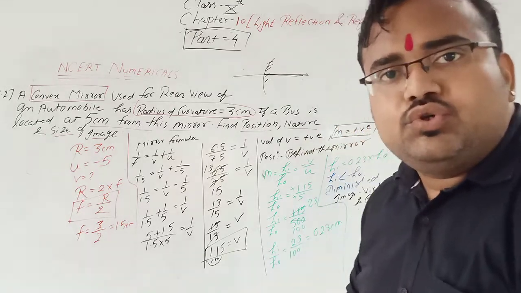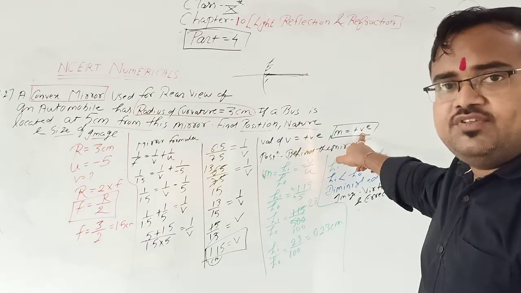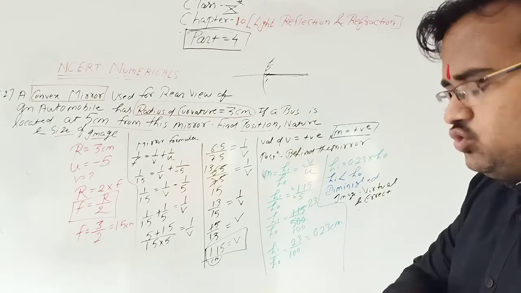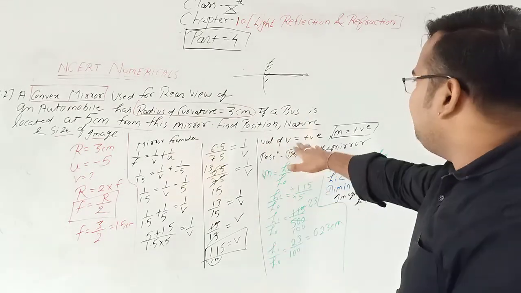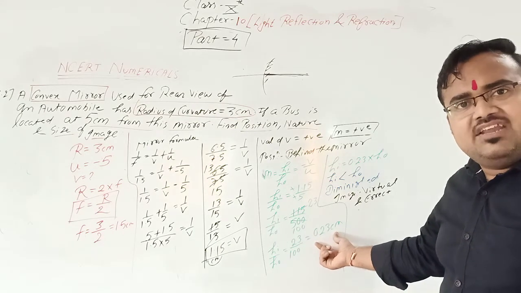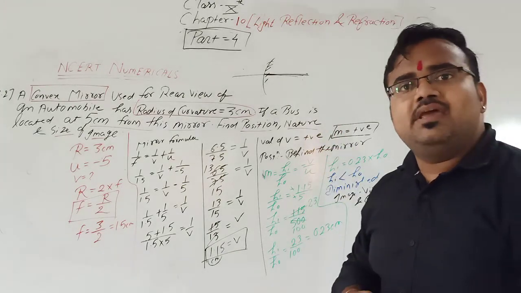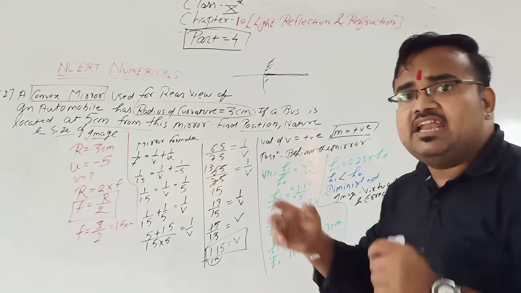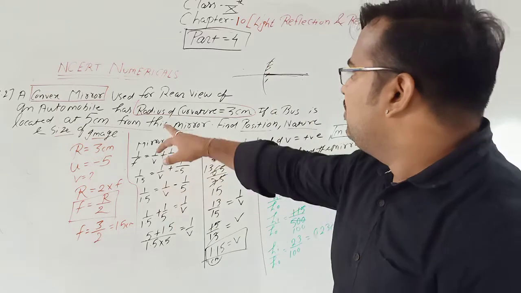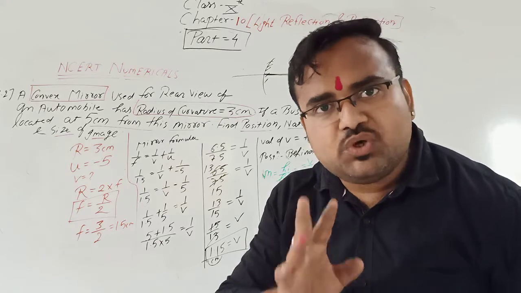So this trick you should keep in mind. Whenever v is positive, magnification is positive, and if the magnification is positive, the image is virtual and erect. Or if you don't remember this trick, you can see here the magnification is positive. That means the image would be virtual and erect. And if you remember the ray diagram, in case of convex mirror, always the image is virtual and erect.